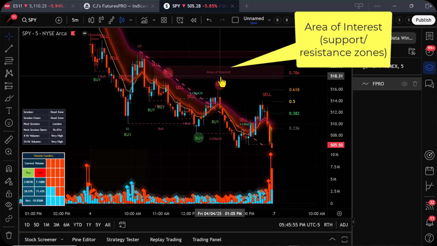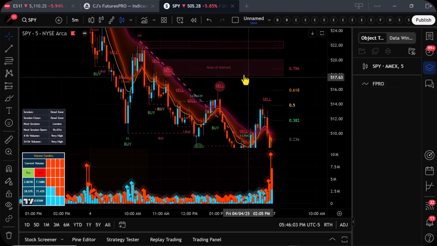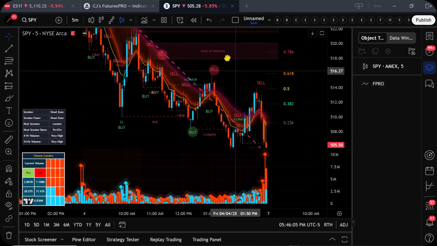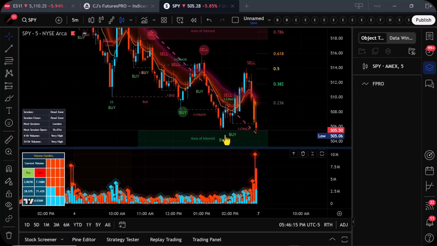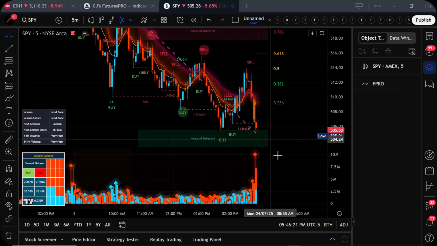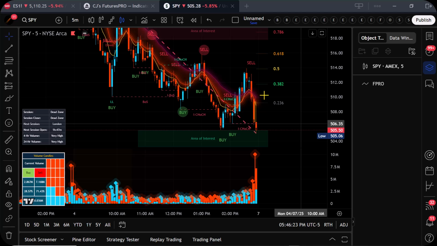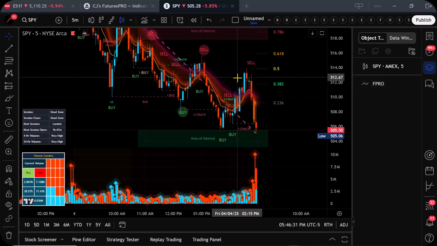Now the area of interest basically is the projected or calculated resistance zone if it's red, and if it's green, that would be the current calculated support zone, and that will change as those areas are being reached, and it actually will recalculate until it is broken, and then it recalculates again. So this wraps it up for the structures at this point, and we will go over settings in the next clip.